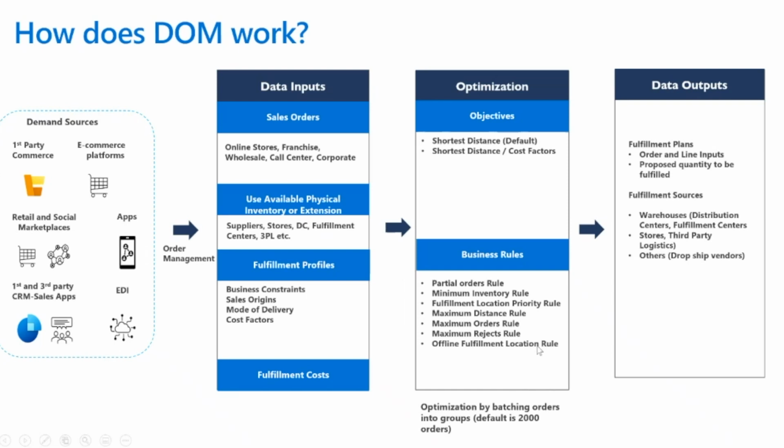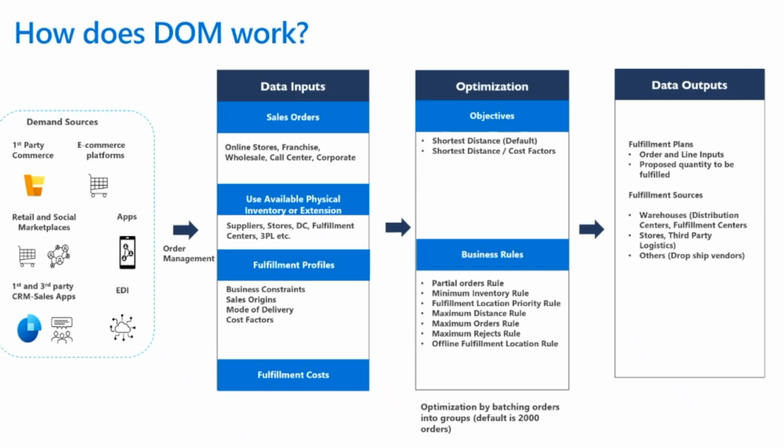The maximum rejects rule just specifies how many times a particular sales order line can be rejected before it is set as acceptable. So the business scenario is that DOM is run, and it assigns the sales order to a particular warehouse or a store. Now that warehouse or store may not want to fulfill that line, right? So in that case, what they can do is reject that particular line.